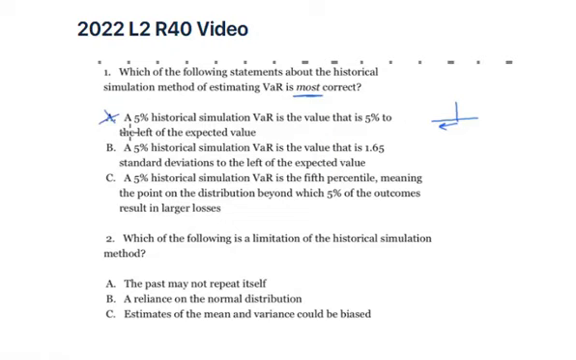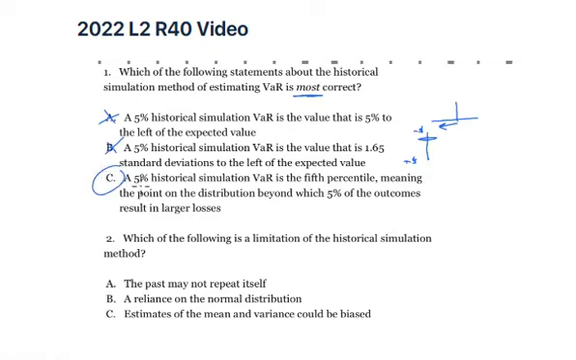That's totally wrong. A 5% historical simulation VaR is the value that is 1.65 standard deviations to the left of the expected value. Well, most of that would be correct if we were talking about a 5% parametric VaR. This is historical simulation. It has nothing to do with the distribution. Remember, we rank them from the lowest to the highest return, and we count down and take whatever's in that slot. So that's wrong. We got to choose C, but let's just make sure.